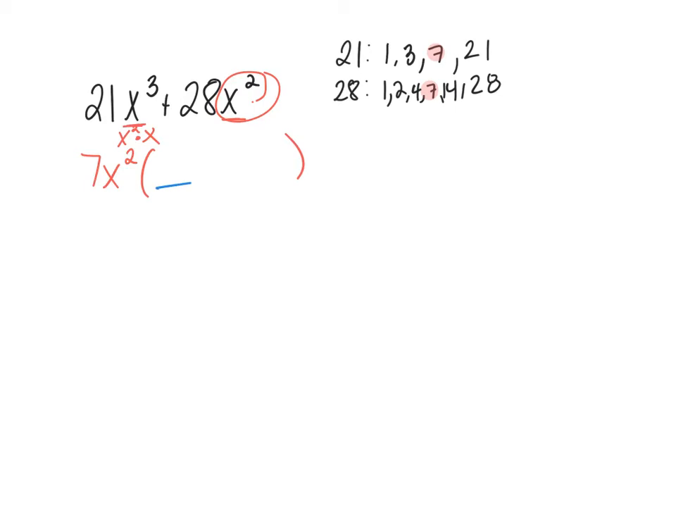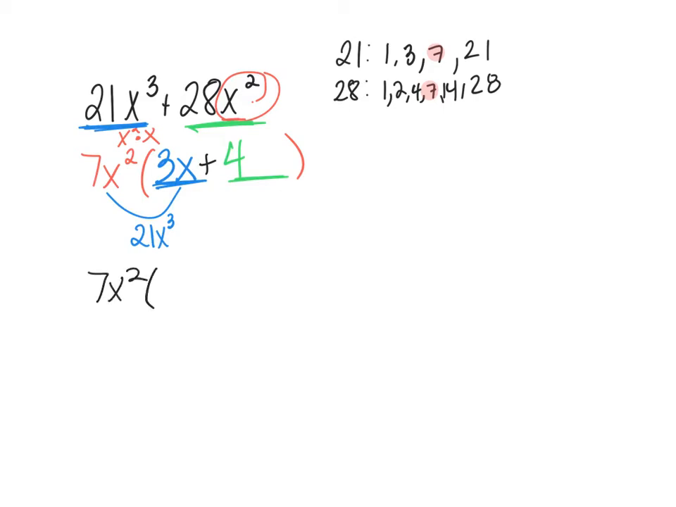And then again, we want to know 7x squared times what will give me the 21x cubed, and then plus what will give me the 28x squared. So 7 times 3 gives me 21, so that's 3, and then x squared times x gives us the x cubed. That gives us 21x cubed. And then 7 times 4 will give us the 28, and x squared is already there, so it's just plus 4. So my final factorization is 7x squared times 3x plus 4.